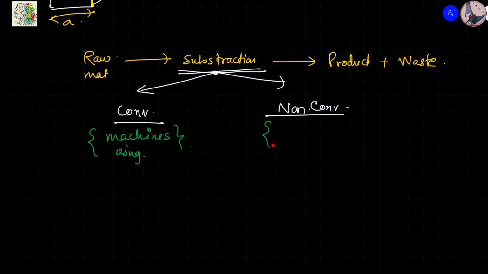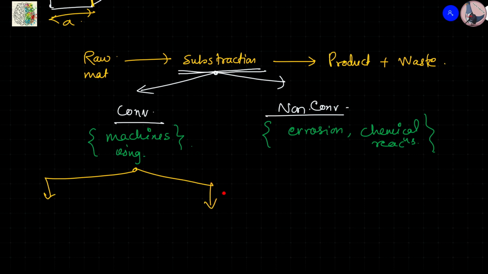In non-conventional, we will not be directly using machines. We mostly use another sort of mechanisms like erosion or chemical depletion, chemical reactions, such sort of things, as in EDM or abrasive material. These are non-conventional forms, whereas in conventional you use some sort of machines which will remove the material from a very bulk material. Then even this conventional is broadly classified into two categories.